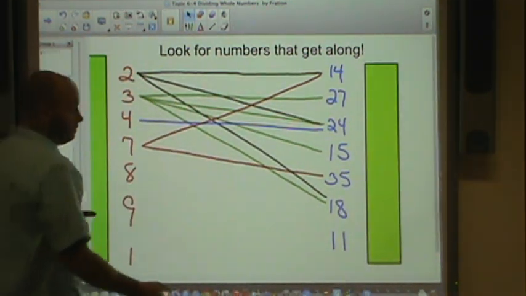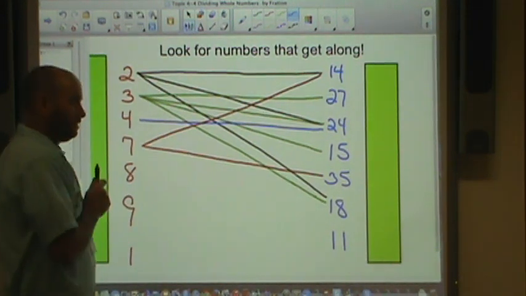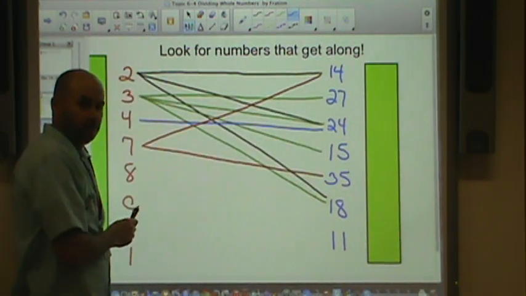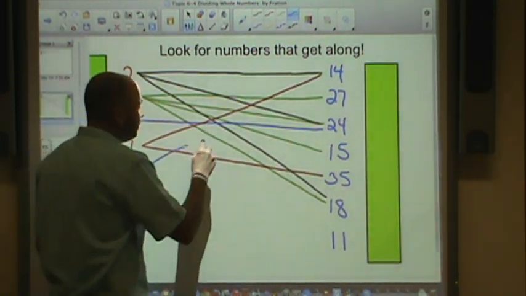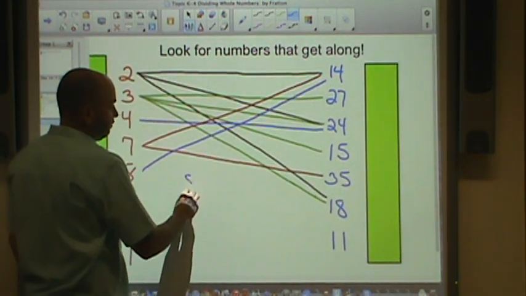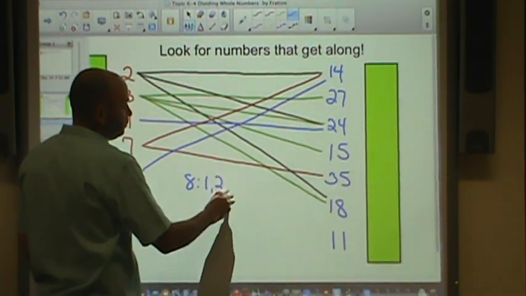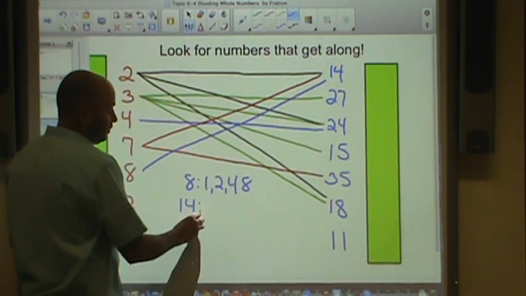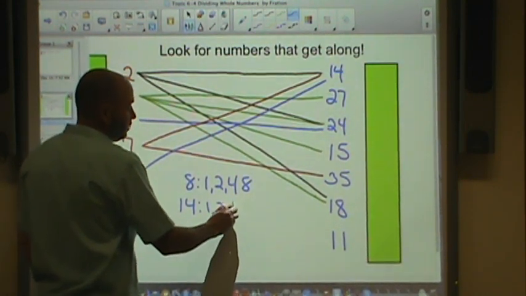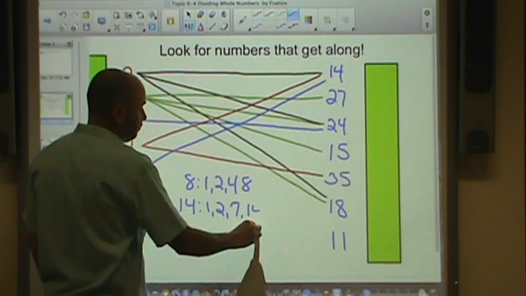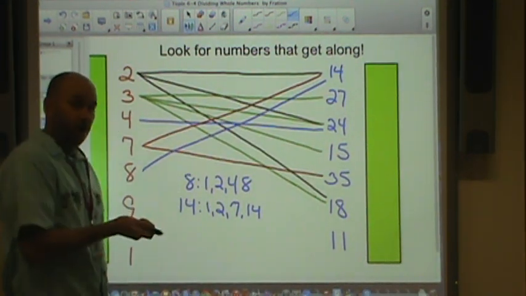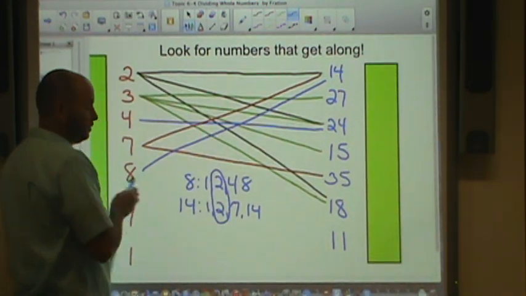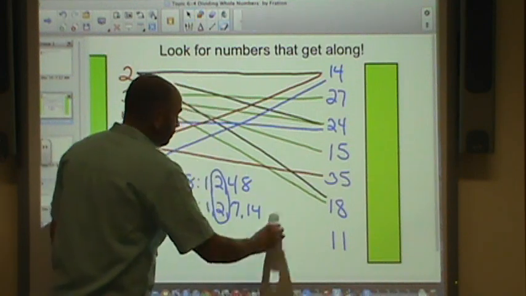8. Well, 8 actually, you know what? 8 can get along with 14, can't it? 8 can actually get along with 14 because the factors of 8 are 1, 2, 4, and 8. The factors of 14 are 1, 2, 7, and 14. So 8 and 14 get along because they're both divisible by the greatest common factor of 2. So 8 gets along with 14.